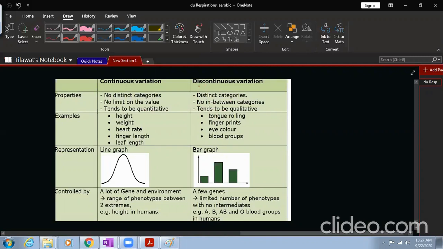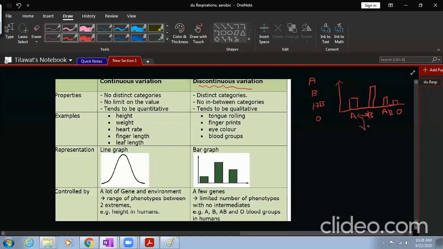First, I will give you an example of discontinuous variation. Let's suppose one person has blood group A, another has B, another has AB, and another has blood group O. If I represent them through a graph, which graph will I make? Bar graph, right? This is the blood group and this is the population. In the population, the number of persons having A blood group is less, and B more. This is just an example. Now if you check here, you will not find any other value between A and B.